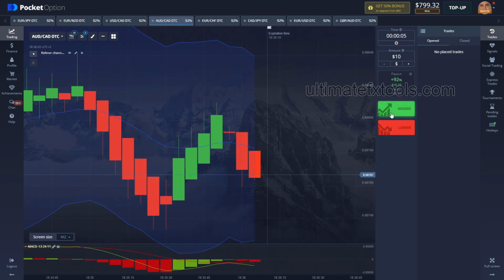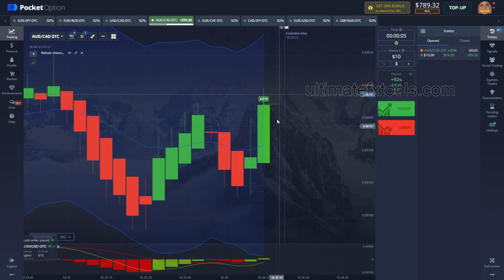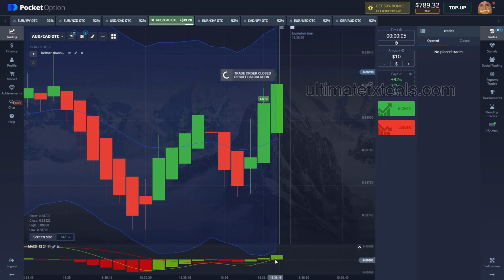We now have $300 trading with these trading strategies. AUD CAD crosses the MACD lines here. We will go for higher.